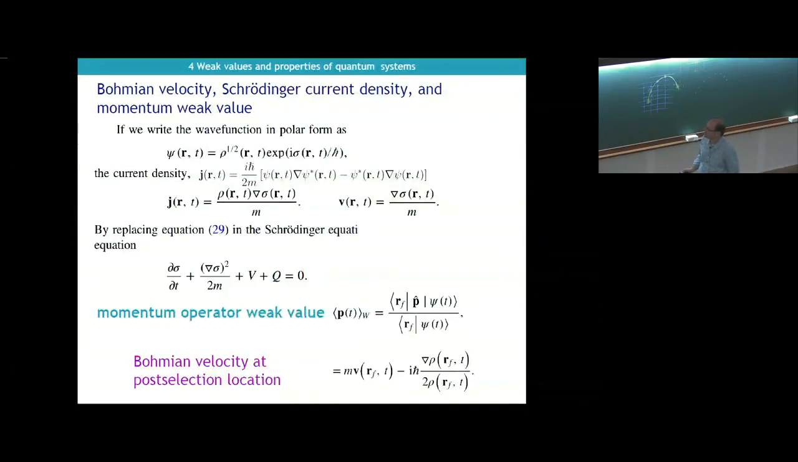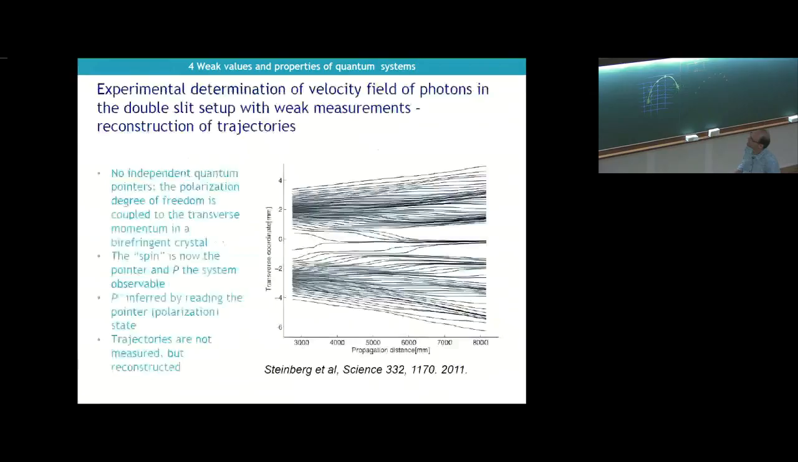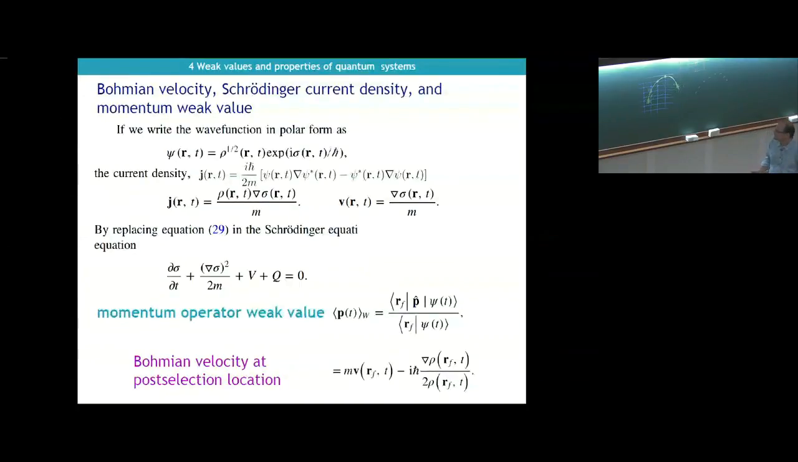So, if we now take the weak value of the momentum operator, pre-selected in the wave function at time t, psi t, and post-selected at the position r_f. Maybe we should do the computation. Basically, the real part of this weak value is the Bohmian velocity. And then of course, we have the imaginary part, which is something else. So this tells us that by doing weak measurements of the momentum, we can actually experimentally determine the Bohmian velocity.